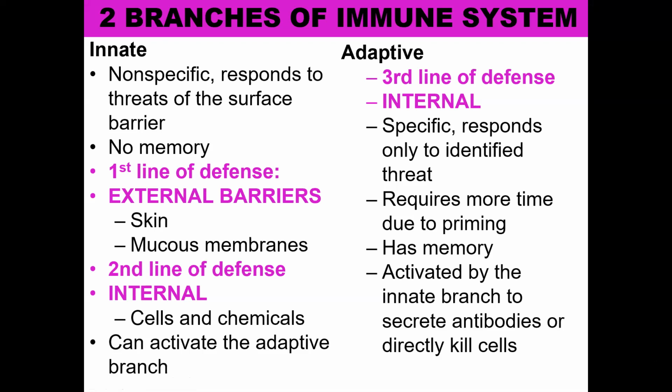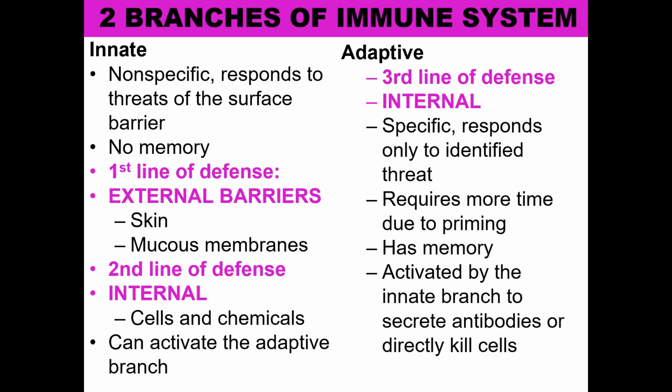The innate includes the first and second line of defense. So just think about this. The first line of defense are the external barriers. That's the wrapping that protects you. So that's your skin. And then on any openings to the skin, you have mucous membranes that line those openings. So the first line of defense is going to be the outermost part of your body, the skin and the mucous membranes.